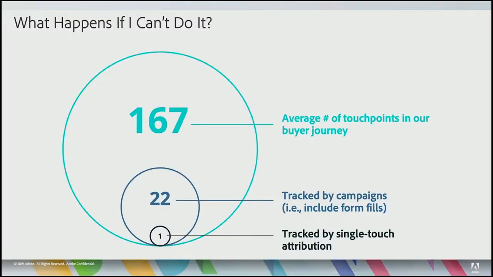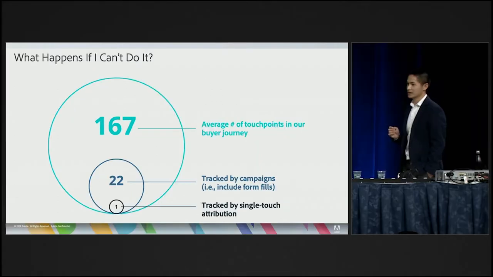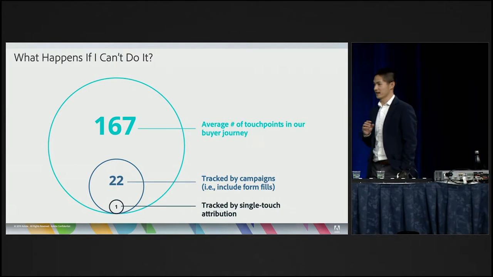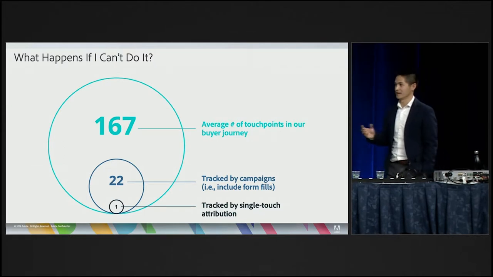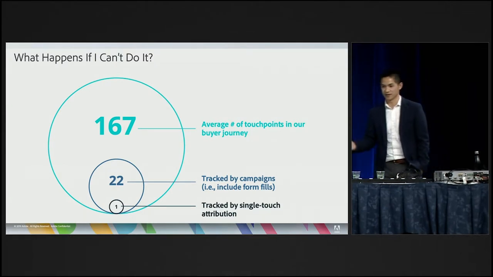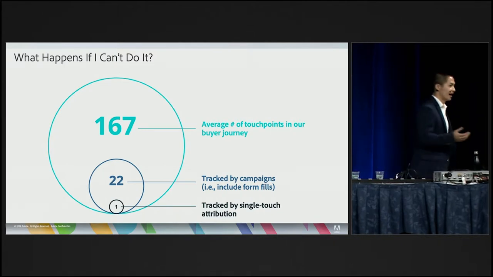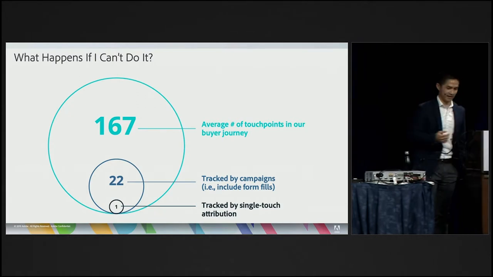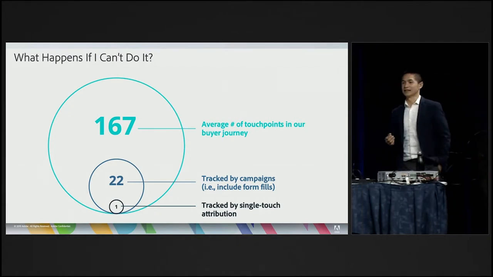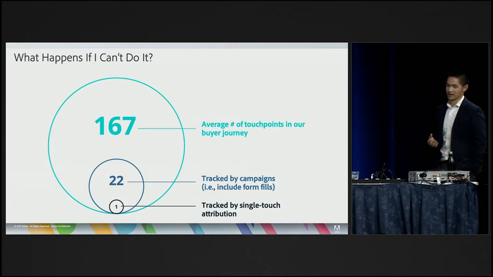Yeah, so when you think about what else happens if you can't completely and comprehensively connect your marketing efforts to revenue, is that there's a great disparity in data. So we took a look at our buyer journey and our analysis. We found that on average, prospects took 167 touches before becoming a customer. Of those, 22 could be tracked by form fill. So if you're using kind of your garden variety, multi-touch campaign-based attribution, you'd get those 22 touches. And of course, if you're only using single-touch attribution, you'd only see one of those touches. And this huge discrepancy in the data makes a big difference in your insights and the learnings and your takeaways from the data.